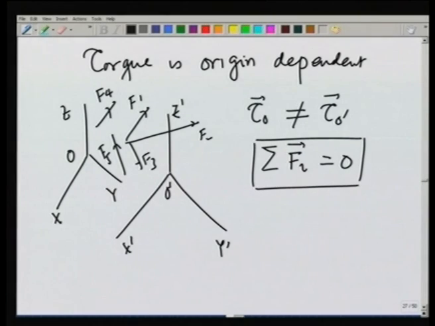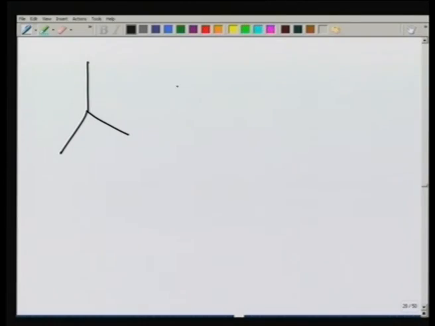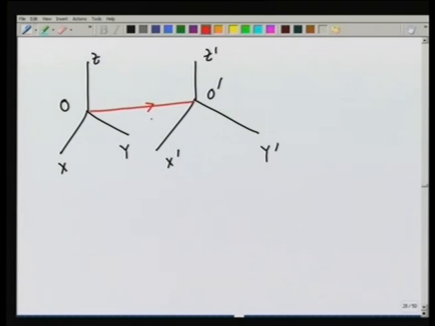Let us take two different frames O, O prime, x, y, z, x prime, y prime, z prime. Let the displacement vector from O to O prime be r. I am going to draw in green the forces. Let this be F1, let this be F2, let this be F3, let this be F4 and so on.